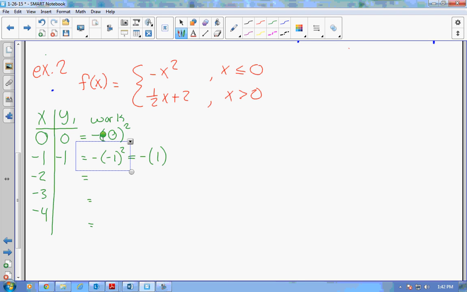Okay, good. Well, no. You have to square. Negative 2 squared is 4, and then make it a negative. Right? Yep. Okay.